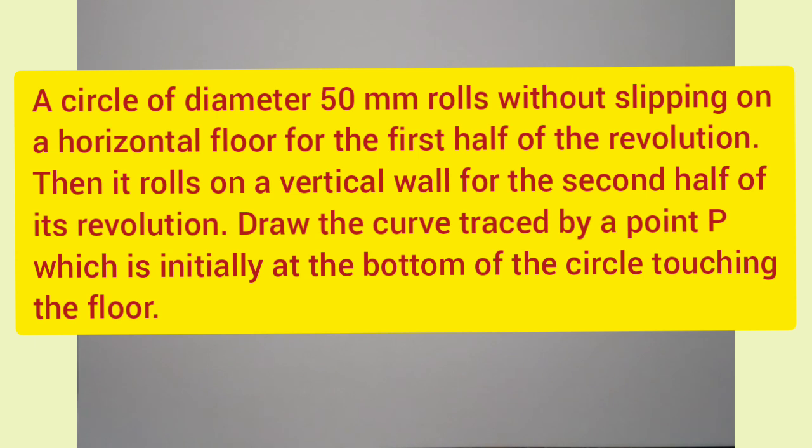So here the circle first rolls on a horizontal floor for the first half of the revolution, which means for 180 degrees of rolling, and then it rolls on the vertical wall for the second half of its revolution, that is another 180 degrees. So in total the circle rolls 360 degrees. On the first half the circle rolls on a horizontal floor, and on the second half the circle rolls on a vertical wall. So we have to trace the path of a point P, which is initially at the bottom of the circle, which is touching the floor.